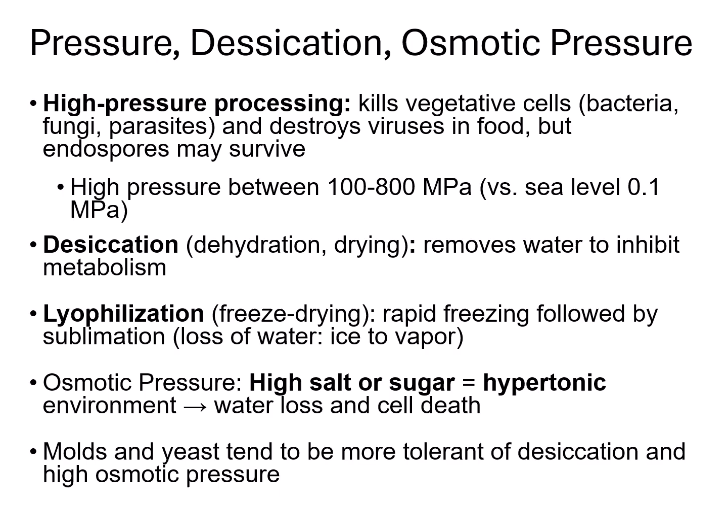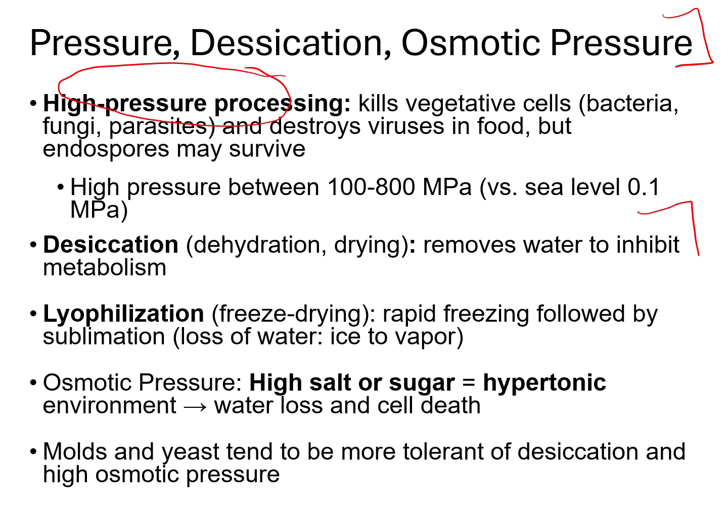Additional physical methods to control microbial growth include pressure, desiccation, and high osmotic pressure. So high pressure processing is a modern method used in the food industry to kill vegetative cells and destroy viruses without changing the texture or taste of food. But endospores can still survive at high pressures.